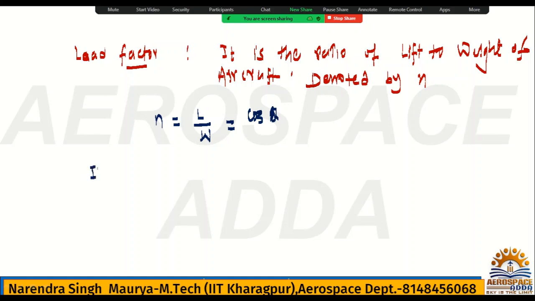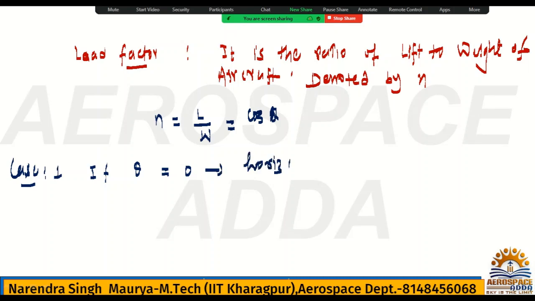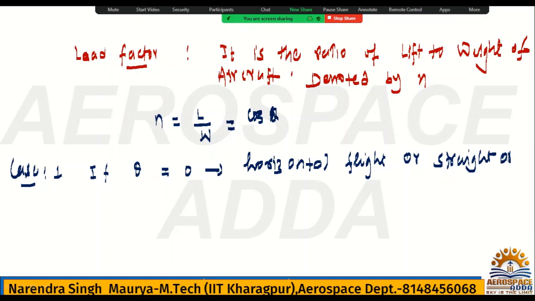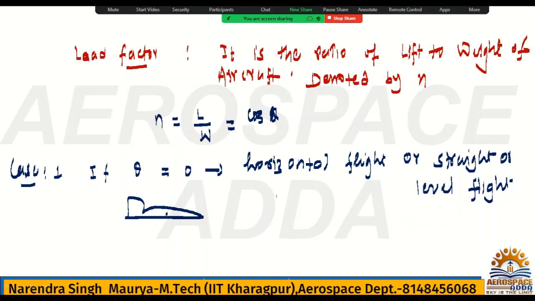Tell me, if theta is equal to 0, it means it's a horizontal flight, or straight, or level flight. Yes or no? It means that aircraft is flying like this. So if theta is 0, then what will be cos 0? It is 1. So check, N is equal to 1, means L by W is 1, means L is equal to W. Check, what is this case? This is the level flight or not?